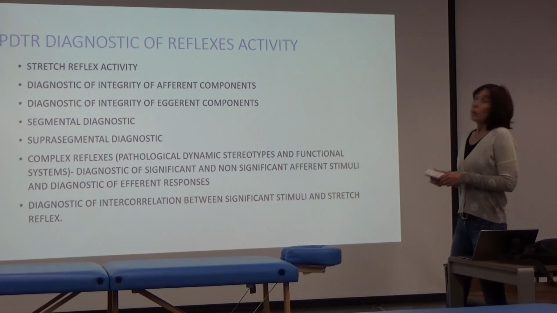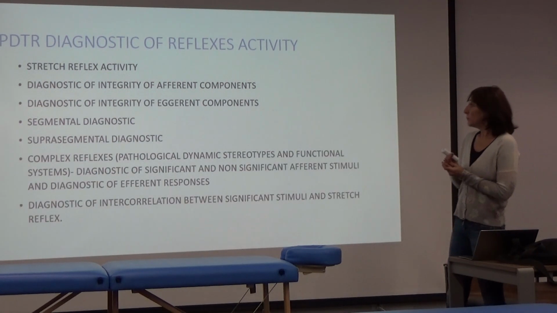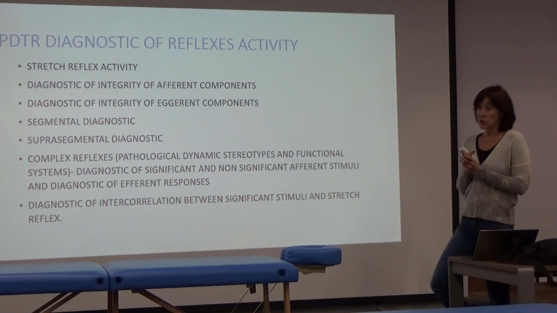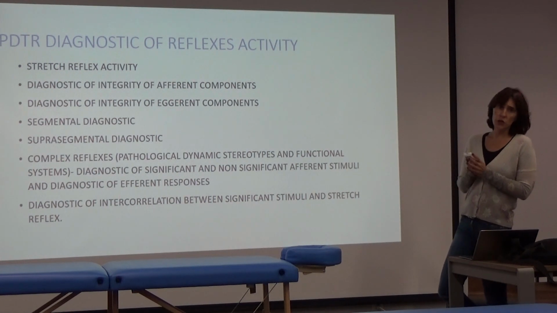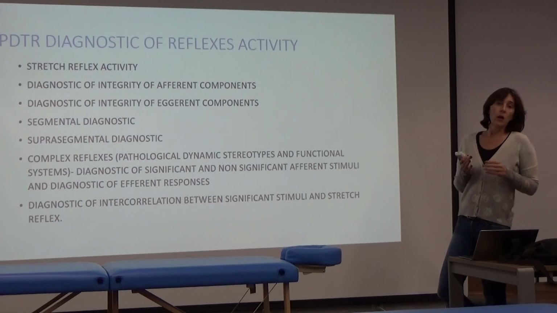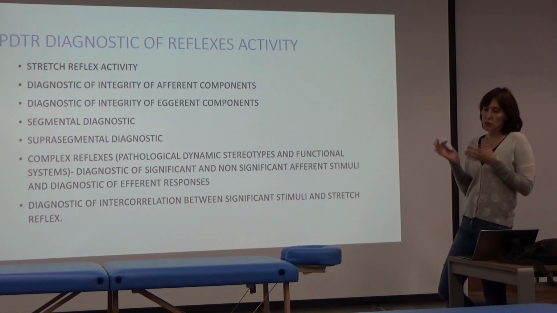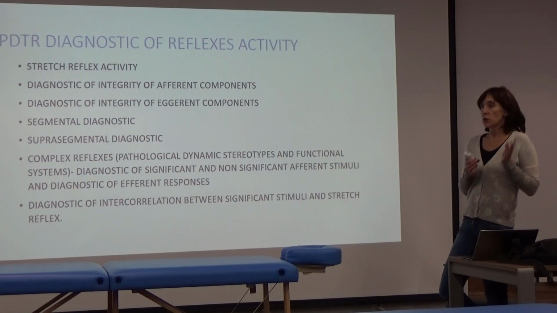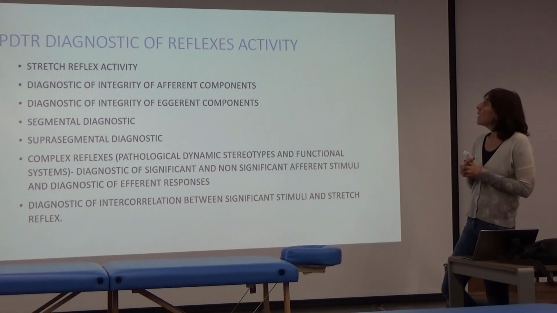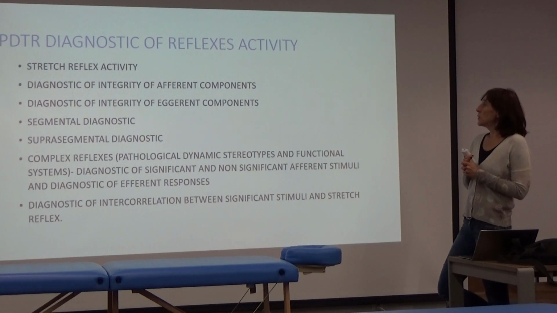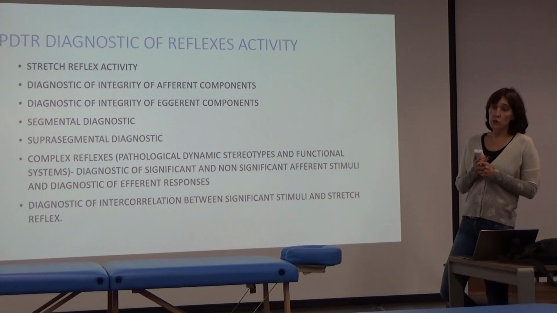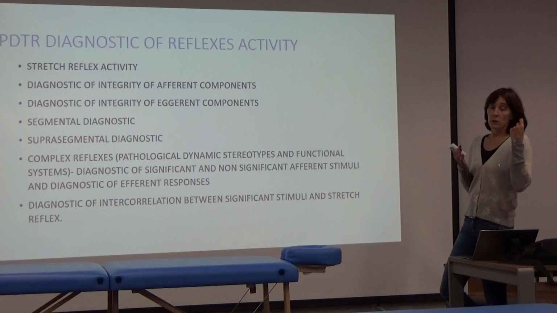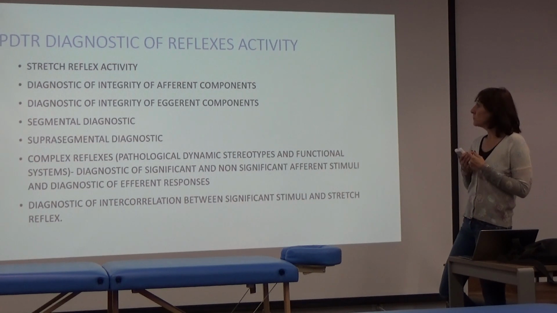So, what do we do in PDTR? We use manual muscle testing. We use neurological manual muscle testing, which is a variation of classical muscle testing, which was created by Dr. Receptor himself. Then we're going to do a diagnostic of afferent components, so we're going to check the stimulus. We're going to check the motor response.